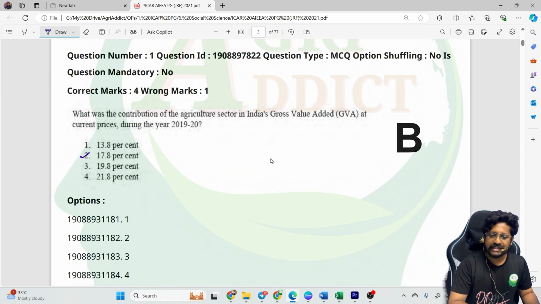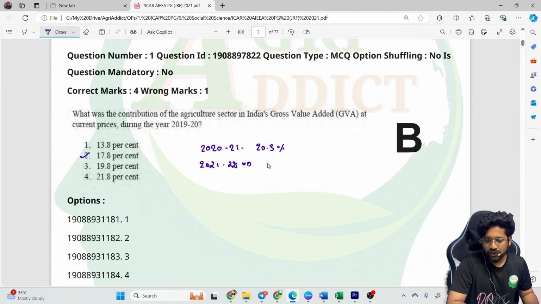So we shall check the contribution of the agriculture sector in the previous years also. In 2019-20 it was 17.8%. In the year 2020-21 we will find the contribution of agriculture to India's gross value added as 20.3%. And in the year 2021-22 the value was reduced to 19%, and in the last year, 2022-23, it was found that the contribution of agriculture to India's GVA was again reduced to 18.3%.